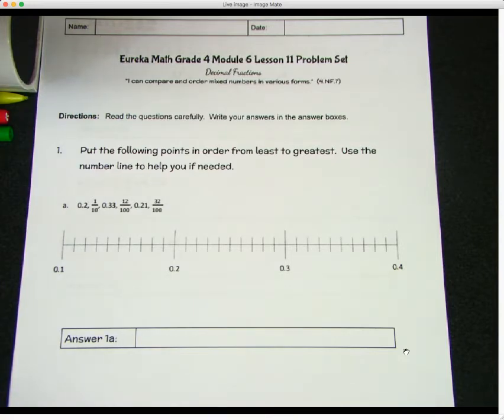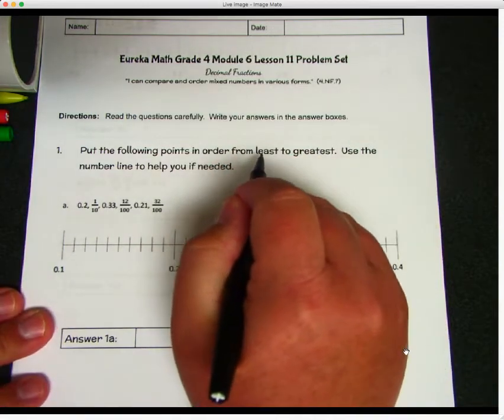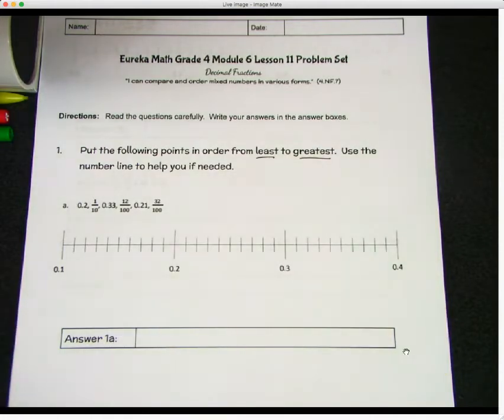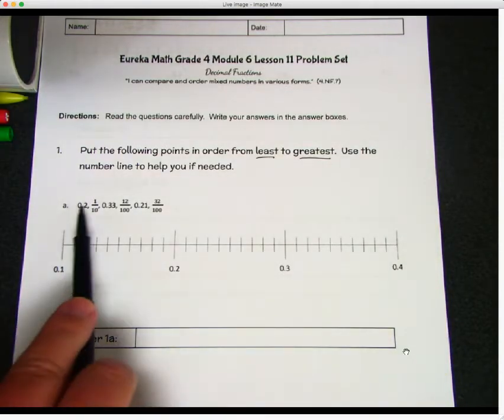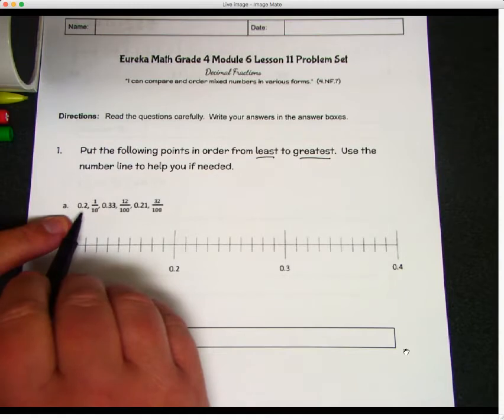As you read your questions today, make sure you pay close attention to the order it's asking you to put them in. This first one says least to greatest. So we want to find the smallest one of these right here, and then put them in order from least to greatest. It helps me to see them all written in the same form, which we know how to do that pretty easily. So we've got a 0.2.